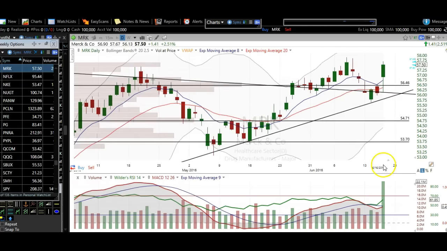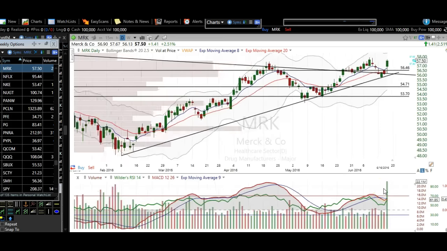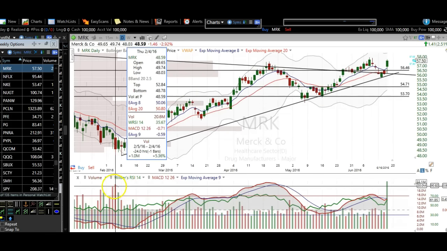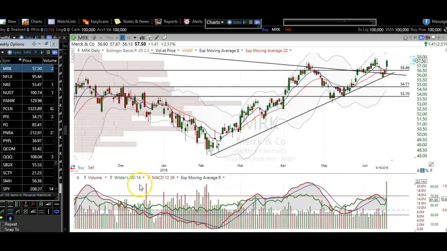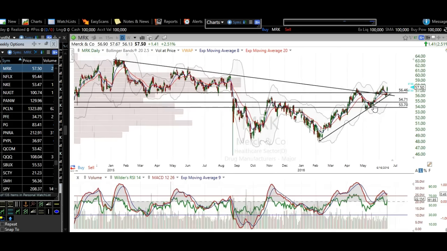Next, I want to cover MRK. MRK had the biggest volume day that we've had since February. Actually, is this bigger than February? Yep, this is bigger than February. It is the biggest volume day of 2016 that we're seeing right here. So let's look at the longer term chart here on MRK.